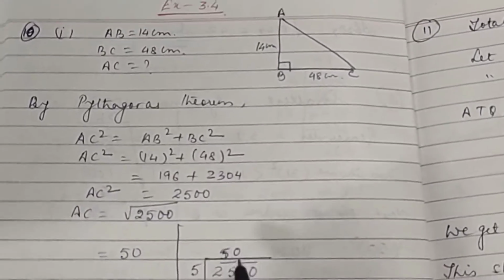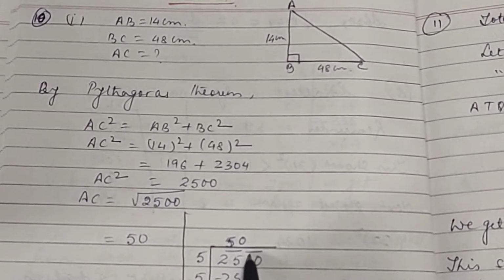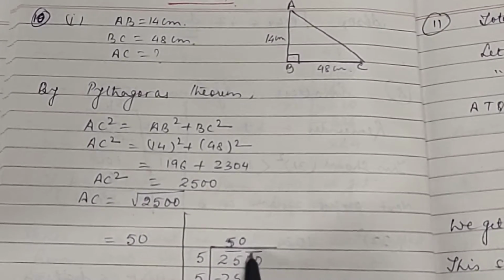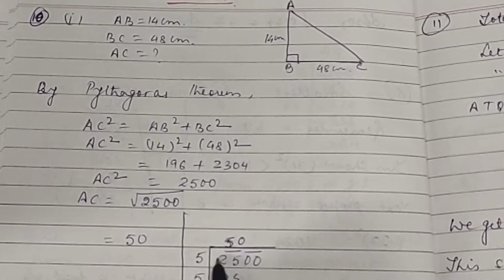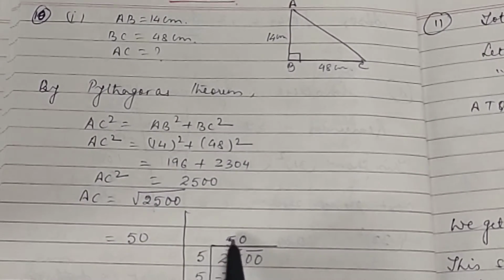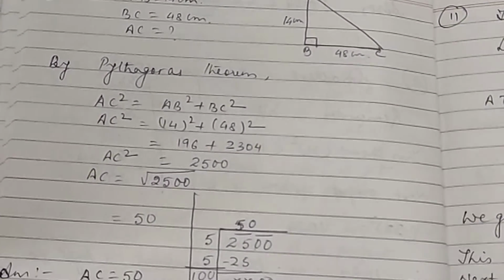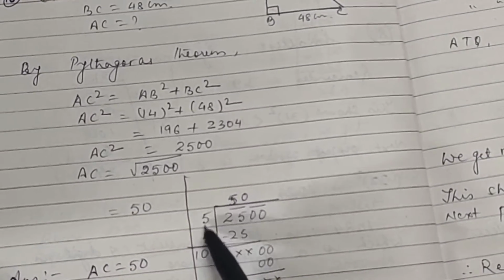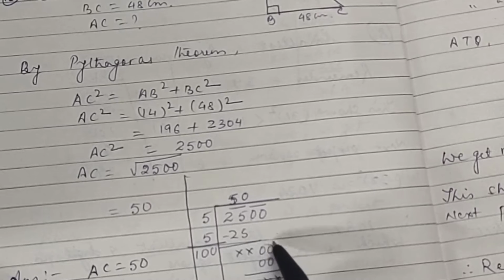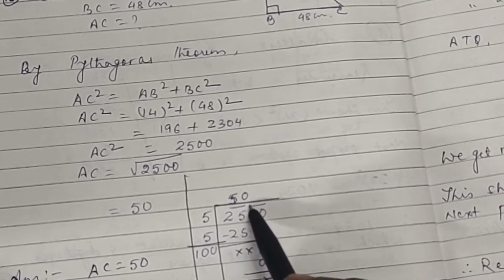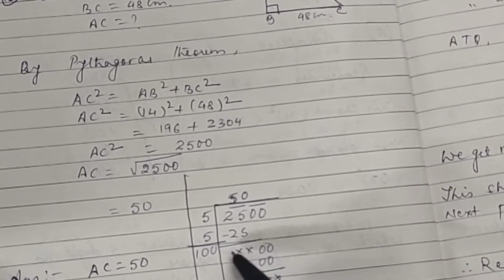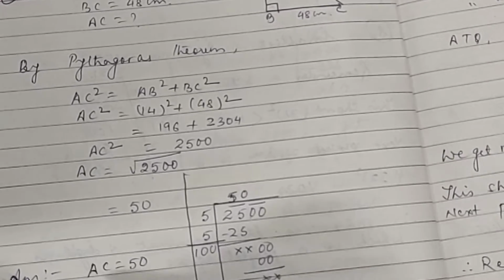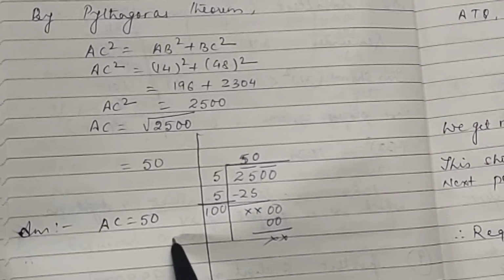Again what we will do is the pairing from the right side. So here I have done the pairing: 0, 0, one pair, 25, another pair. Now 5 5s are 25. Now what will you get here? It is 0. Now you add them. 5 plus 5, 10. Now we have to see the number by which if you multiply, you will get 0. That is again 0, you all know. So 50 square. So AC equals 50.